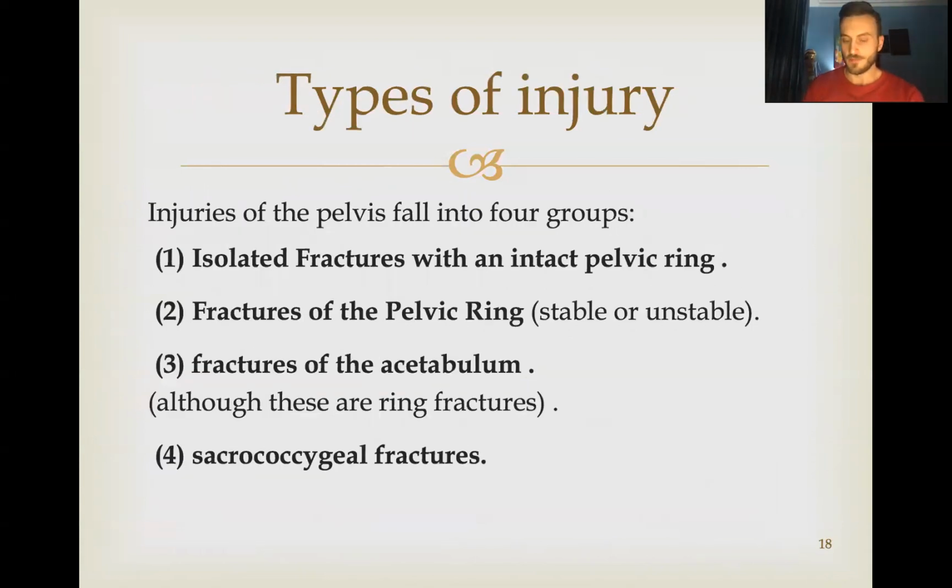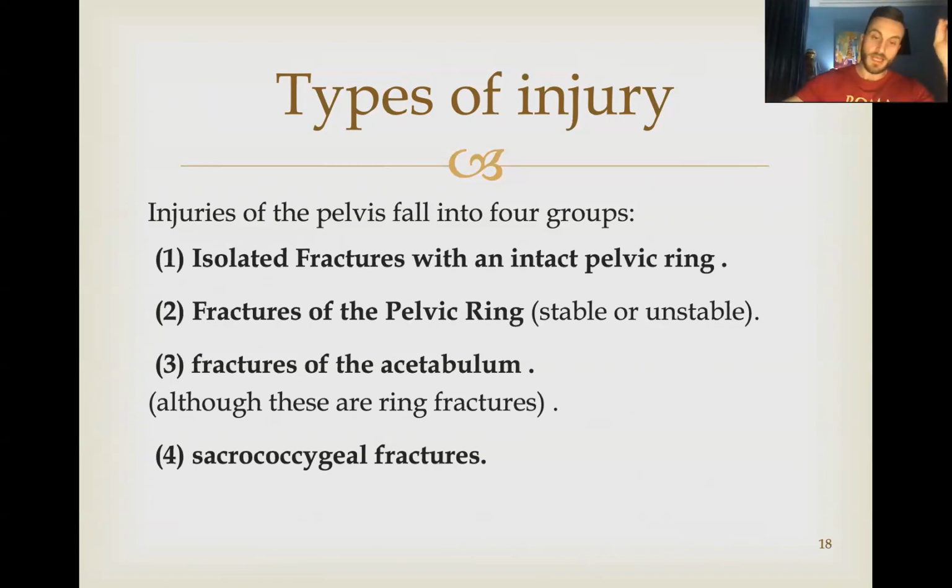The types of injury. So we have many types of injuries. The most important are, first, isolated fractures with an intact pelvic ring. So the pelvis is a ring. Either it breaks from 1 point, 2 points, or multiple, and we will talk about it now. So with an isolated fracture, the ring is stable. Number 2, fractures of the pelvic ring: if it's at 1 point, it is still stable, but if it's at 2 points, it will be unstable. So there is a ring, it should be stable.